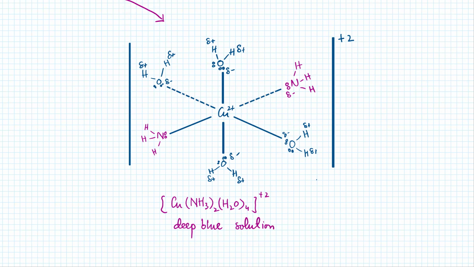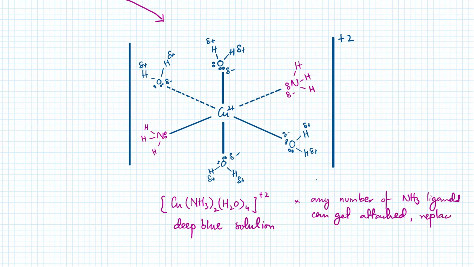Okay, that one is going to be your deep blue solution, and it could be any number of... so make sure that it depends on how much ammonia you're adding. Any number of ammonia ligands can get attached, replacing the water molecules. So it's a variable number.